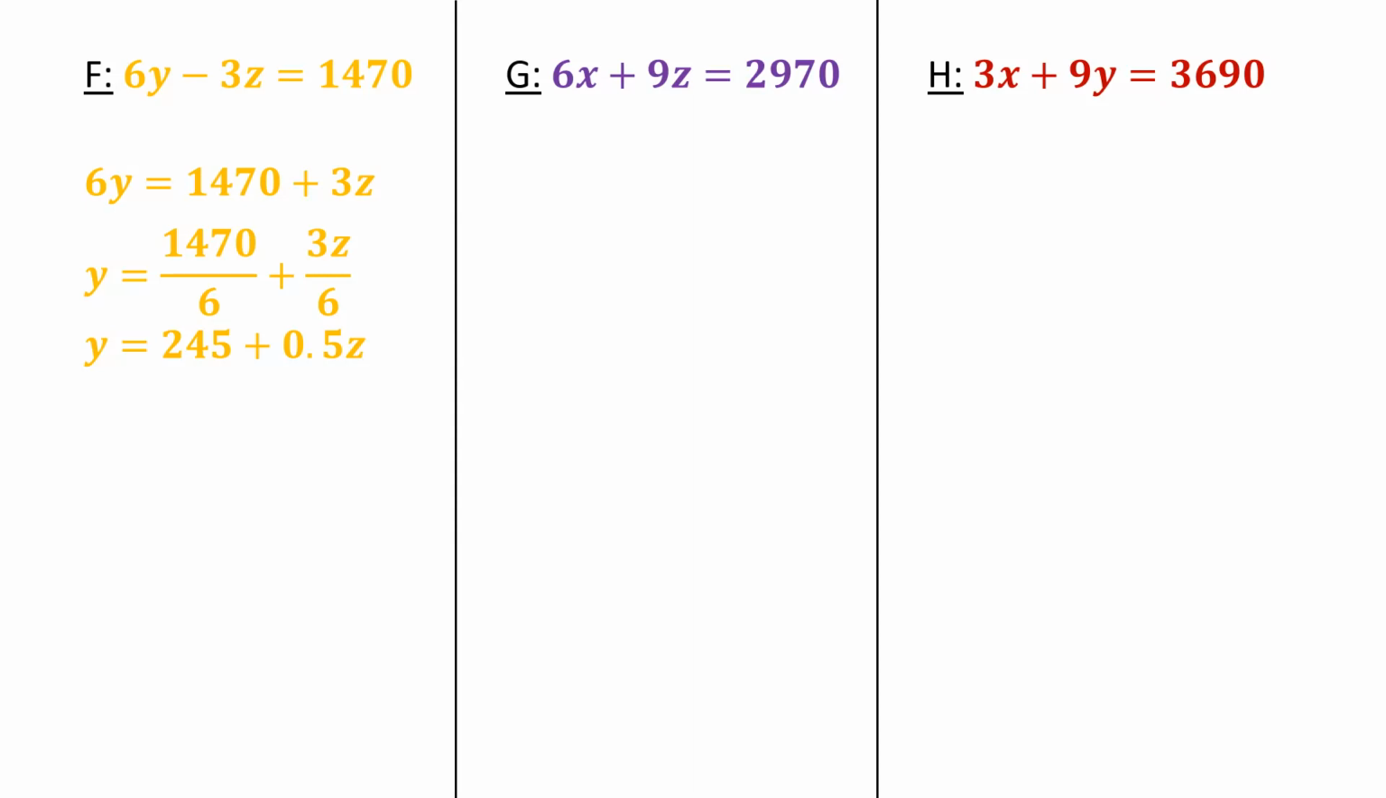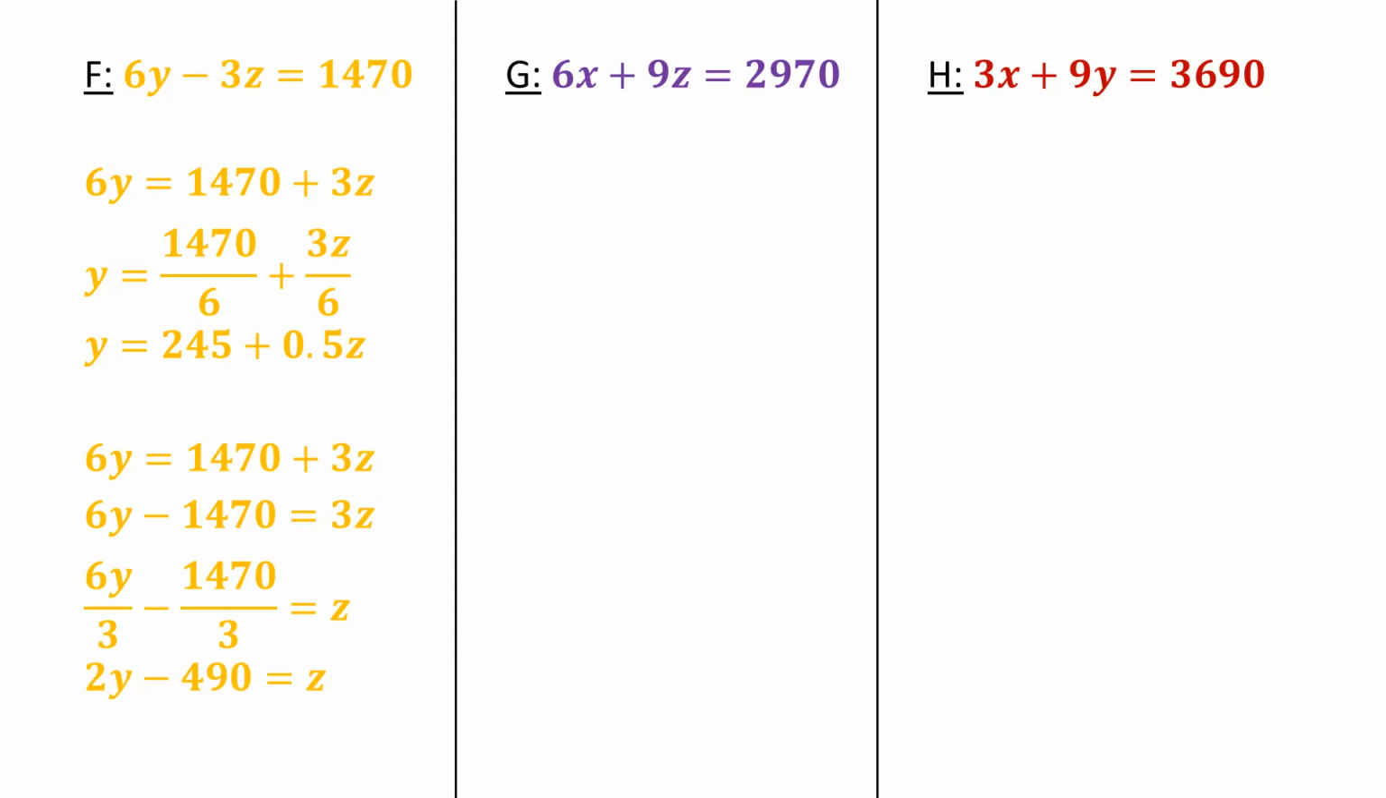Now we're going to rearrange f again, this time for z. So we pop the minus 3z on the other side. Now we're going to take the 1470 back to the first side. And now we're going to divide everything by 3 to get 2y minus 490 equal to z. I prefer to put z at the front, so z is equal to 2y minus 490.